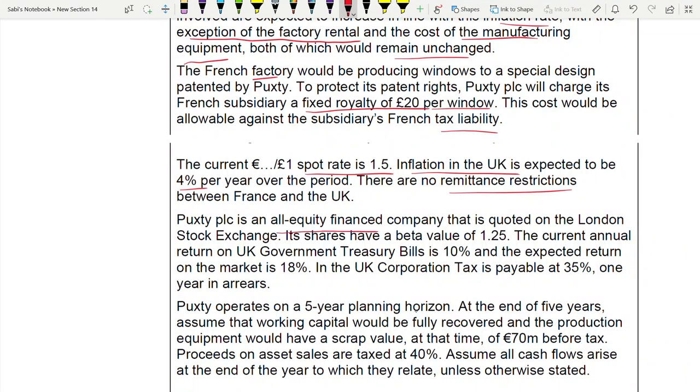This is an all equity financed company quoted on the London Stock Exchange. Its shares have a beta value of 1.25. Why are they giving all this equity finance and beta value? Because they have not given you the WACC or the cost of capital directly. You have to find the cost of capital using this. So it's a little bit too much. Treasury bill is 10%, expected return is 18%, UK tax is 35%, one year in arrears, that means UK tax you'll pay one year later.